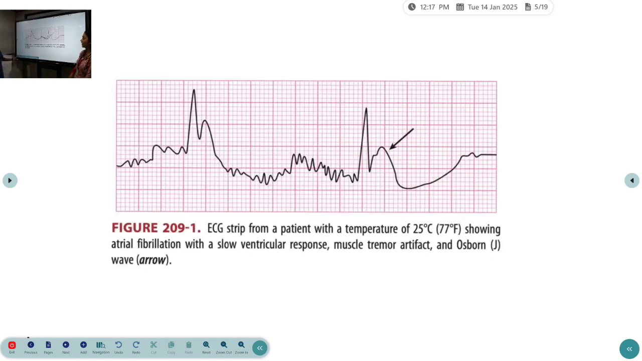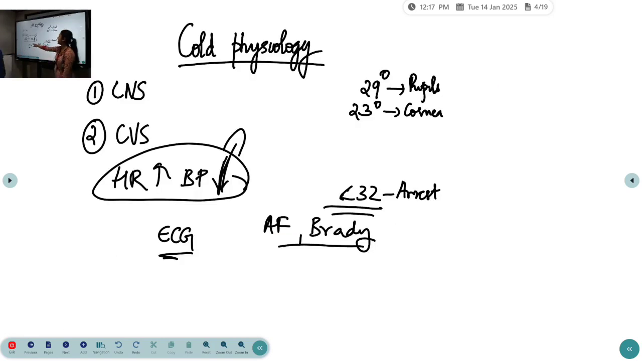Before going to the ECG, as you were told, initially there will be tachycardia and hypertension, then we will go into bradycardia and hypotension, and there is also a chance for pulmonary edema. The patient might go into pulmonary edema, and that will cause an arrest. Okay, that will cause a cardiopulmonary arrest in that patient.